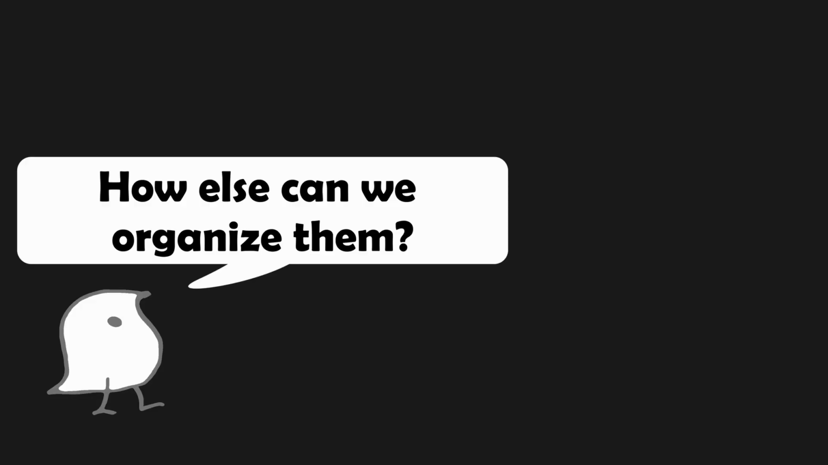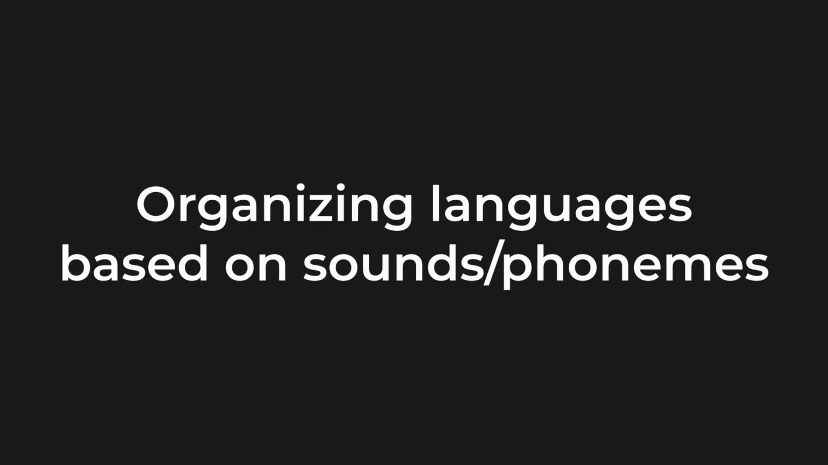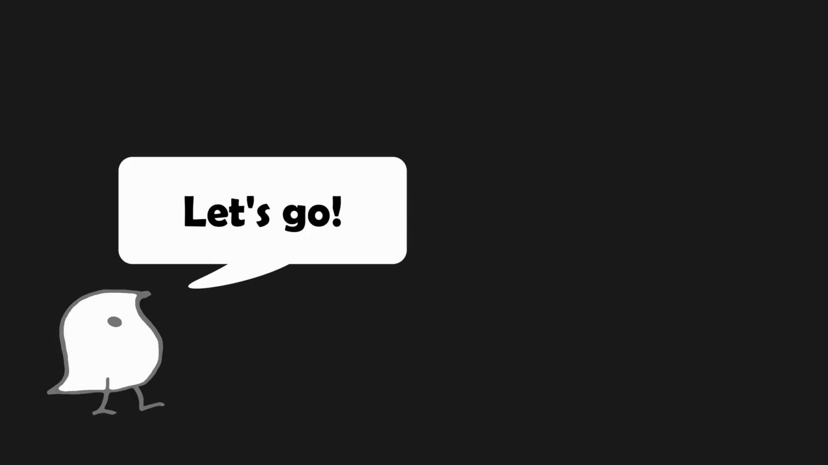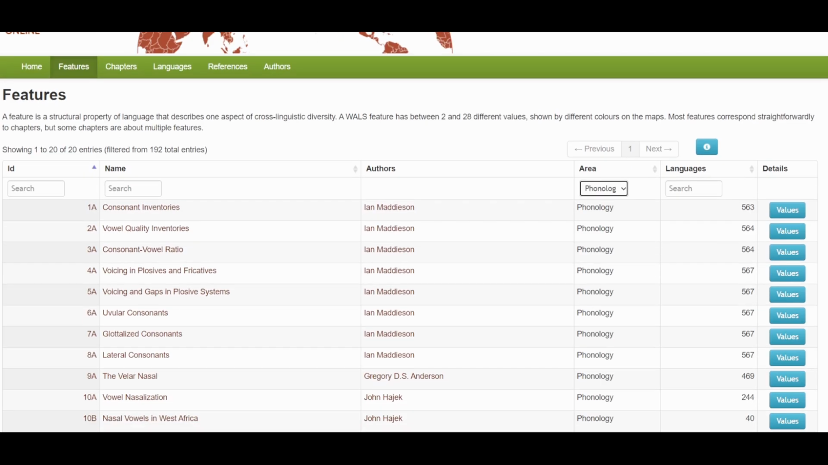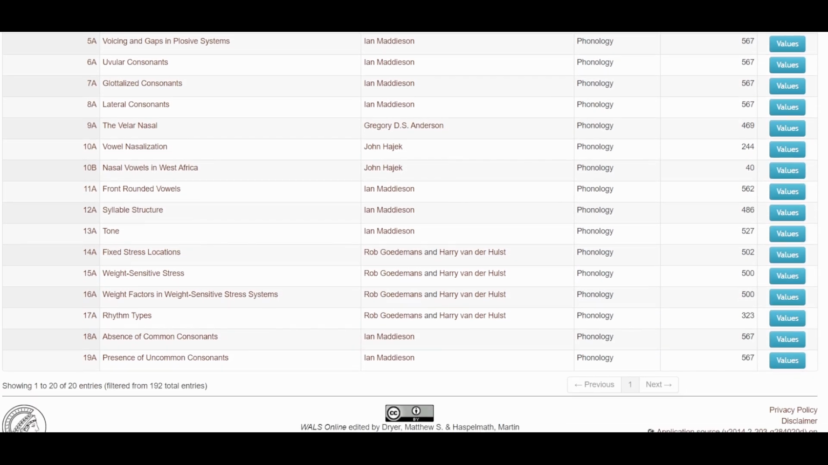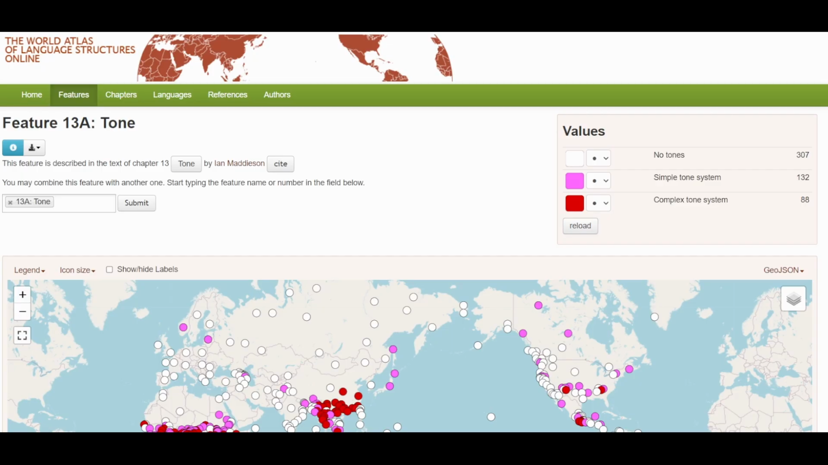We can also organize them based on other linguistic features, such as their sounds. Doing so, we focus on the phonology of languages. Organizing languages based on their sounds and phonemes can lead to a lot of categories. Let's try to look at that. As I said, there are a lot of potential categories when we look into phonology and sounds. For example, we could organize our languages based on if they have tones or not.